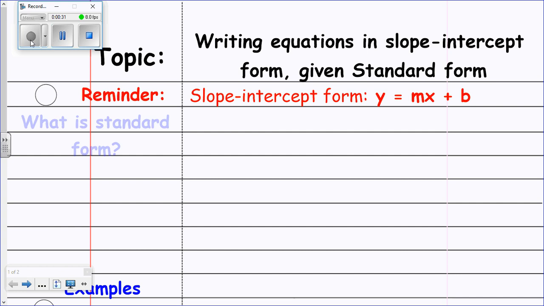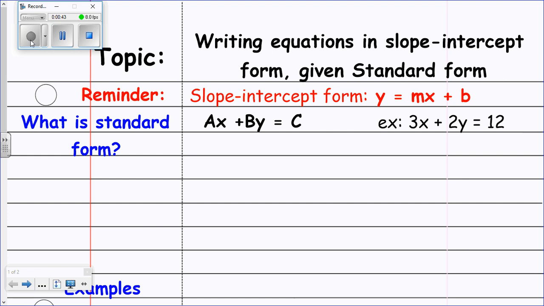So now, what is standard form? Standard form looks like this: ax plus by equals c. And then here is an example of an equation written in standard form, sorry. So 3x plus 2y equals 12.